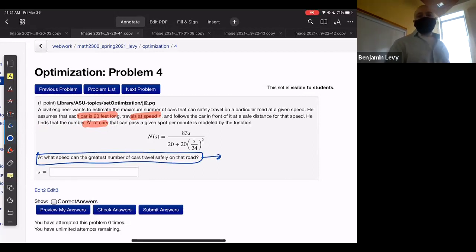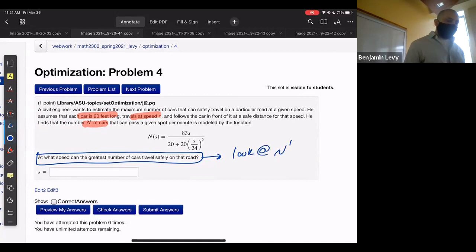Anyone? Anyone do this one? Gregor? So it's asking for the maximum number of cars that can travel safely. So how do we do that mathematically? Find a critical point. Yeah, so we're going to look at n prime, set it equal to 0, and find the critical points.